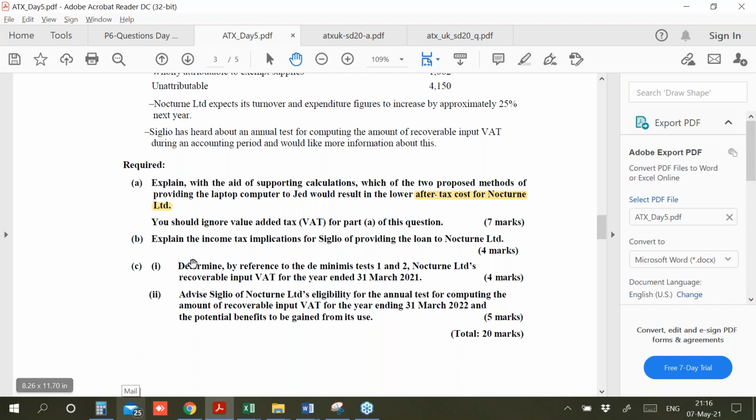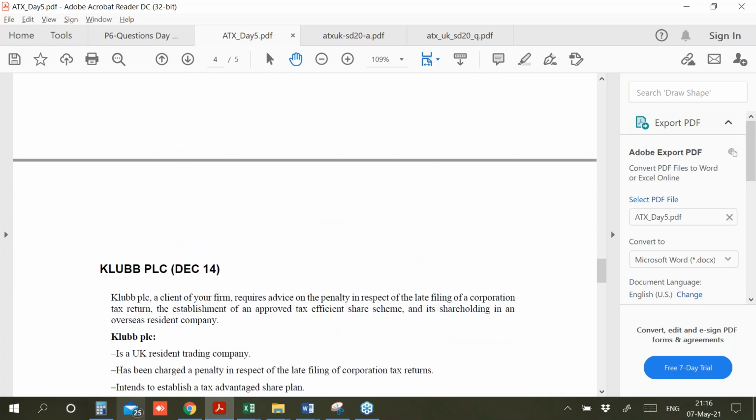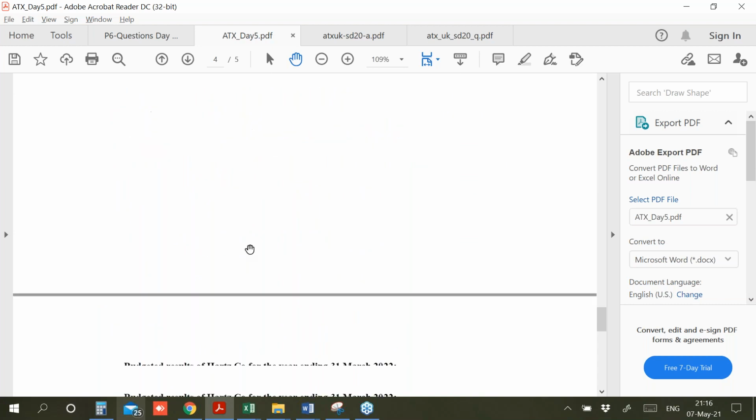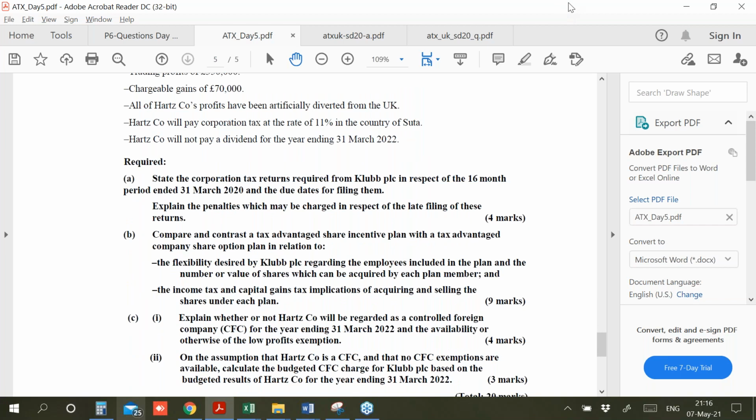Okay, guys. So let's start our next question. Raise your hand and give me a go ahead. Thank you. The next question is Club PLC. It is from December 14. So let's read its requirement. State the corporation tax returns required from Club PLC in respect of the 16-month period ended 31st March 2020 and the due dates for filing them.